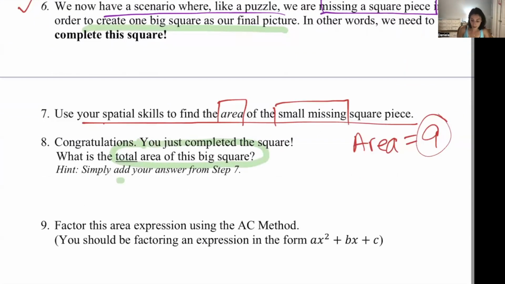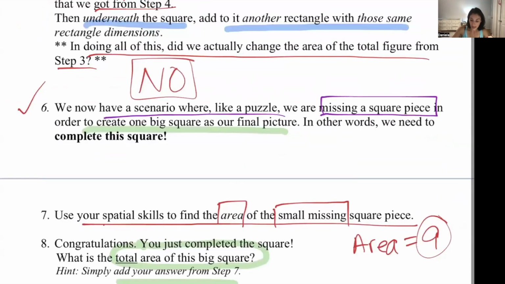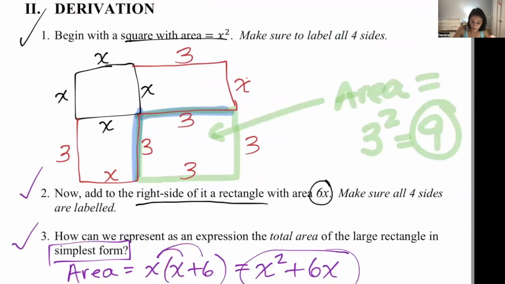The hint is you can actually just take your answer. Remember that we were previously working with an area of x squared plus 6x. So we just now added to it an area of 9. That is now the expression that represents the area of the completed square, right? And how do we know, by the way, that it is a square?